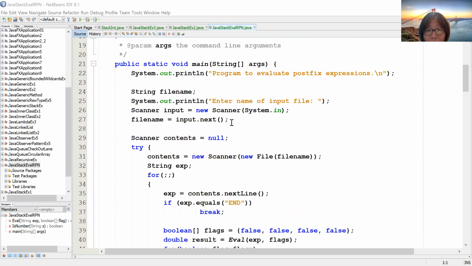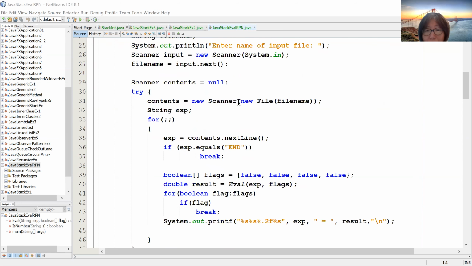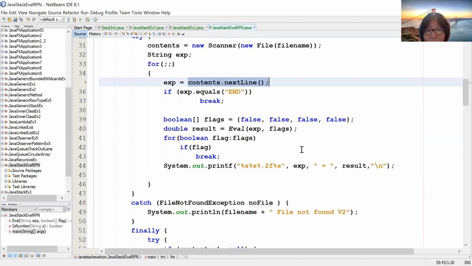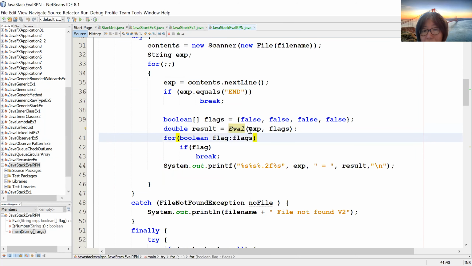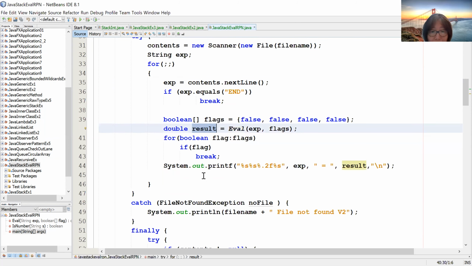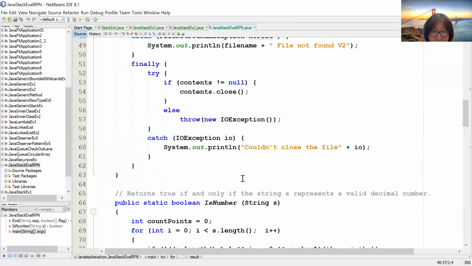Okay, so we are going to get our file, and we are going to do line by line reading. So we get every single line. Next, we have a function called evaluate. Basically what this function does is it evaluates the postfix, okay? And it will return the result. So the majority part of this program is about this evaluation function, the evaluate method.